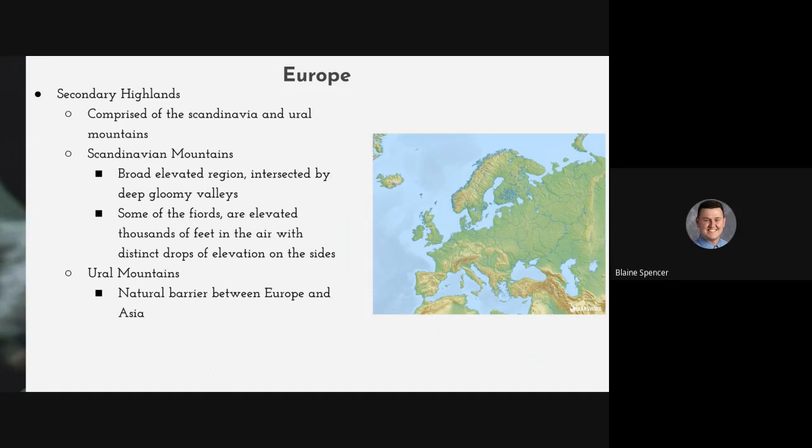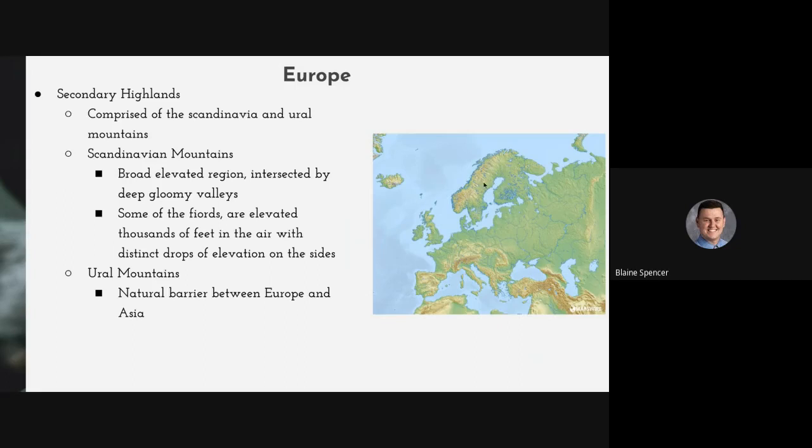We see next, when we look at the secondary highlands, that they are going to be composed of the Scandinavian and Ural Mountains. Okay, so the Scandinavian are up here, in this peninsula up here. And then the Ural Mountains is what's going to be the natural border between Europe and Asia. Okay, we talked about that. We did that in our map several weeks ago. So the Scandinavian mountains are a broad elevated region intersected by deep gloomy valleys.